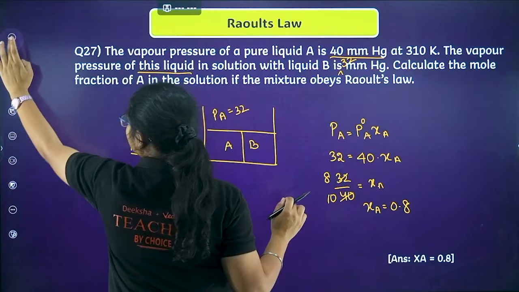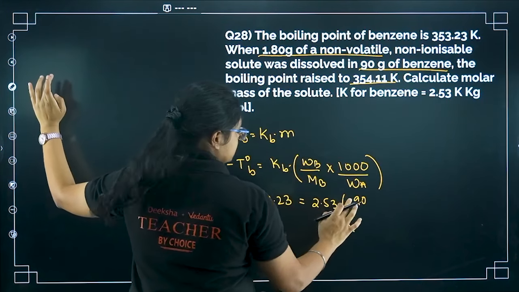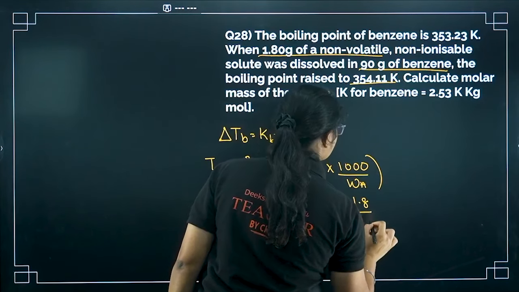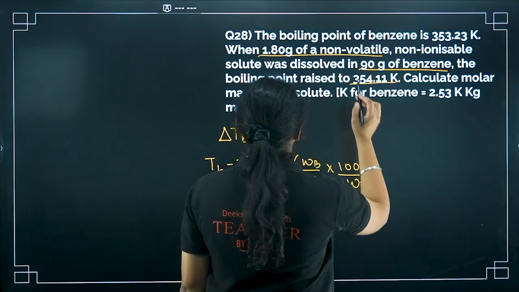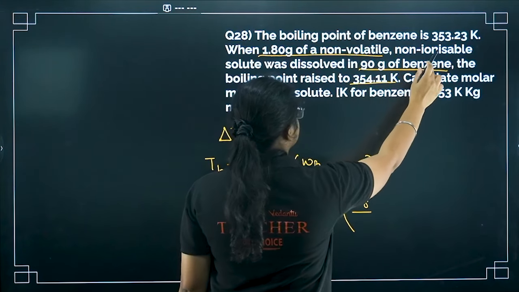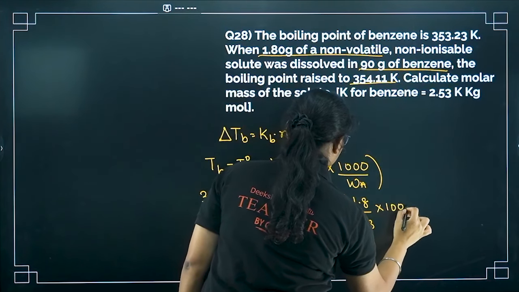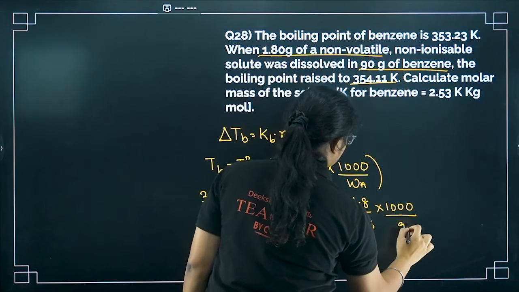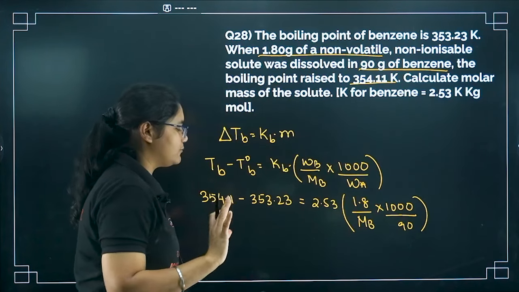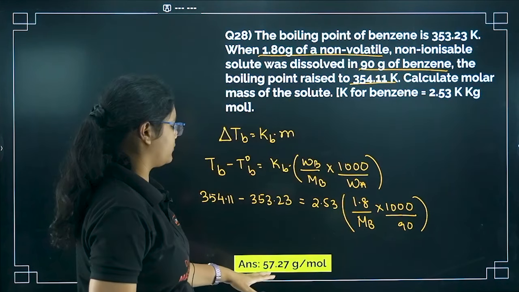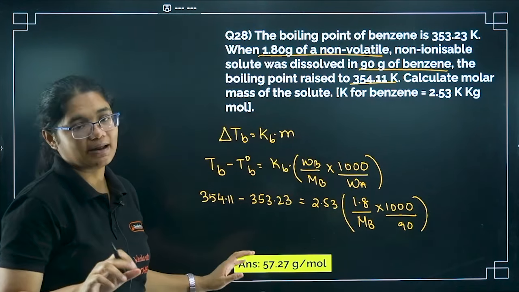1.8 gram, just a minute, this is 1.8 gram. The molar mass I have to calculate, into 1000 by the mass of the solvent, which is 90. Now you have a calculator in the exam, you don't have to worry, you just need to calculate this MB value, and once you calculate you will get 57.27 gram per mole.